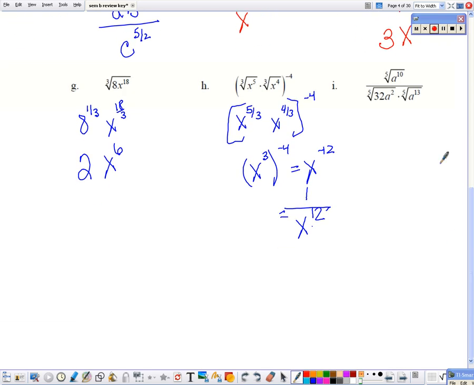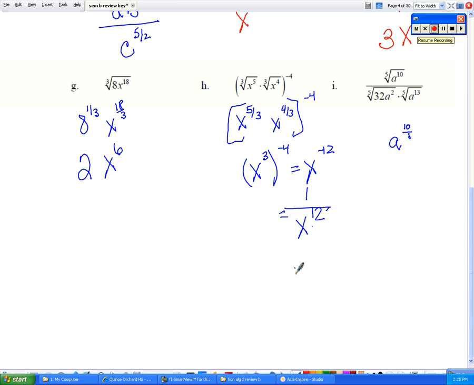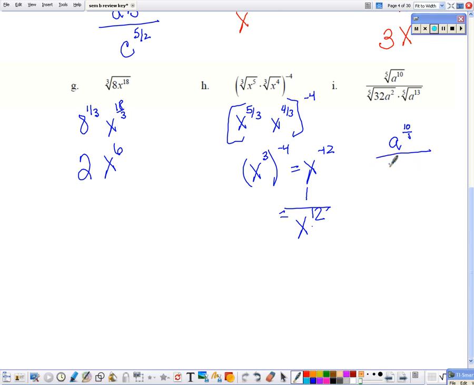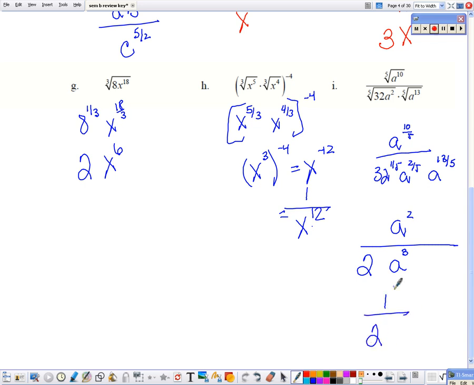And lastly, for I, this is going to be a to the 10 over 5 divided by, and now the 32 gets the 1/5, and the a gets the 1/5, and then this a gets the 1/5. So simplifying all these, 10 divided by 5 is 2. What times itself 5 times is 32? It's 2. We can add these exponents together because the bases are the same, and we get 15/5. Well, 15 divided by 5 is 3. Now I can reduce these. 2 minus 3 gives me negative 1, a to the negative 1, so I'm going to put that in the denominator. So my answer is 1 over 2a.